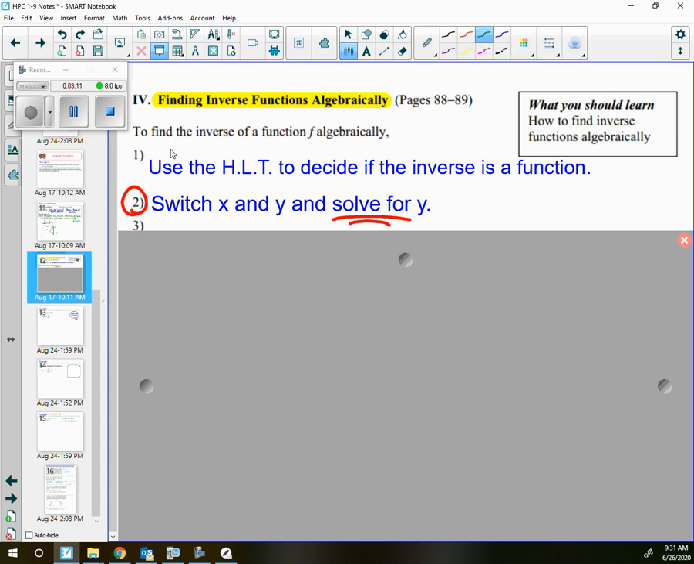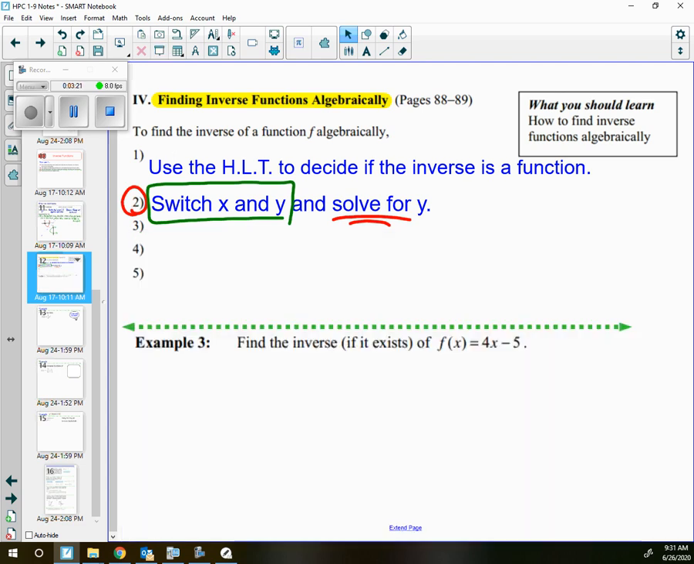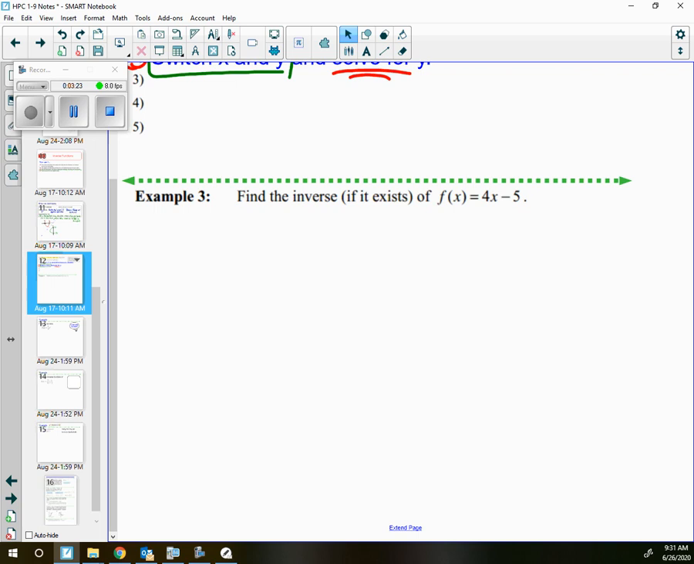The actual finding of the inverse stops right here. That is the inverse. That's what it is. But this is for user friendly to make it something we can use. So we're going to combine the horizontal line test for our thinking along with this algebraic approach. So let's see if we can find the inverse of this function. And when they say if it exists, they mean if it's a function. So we can always find the inverse relationship just by switching the x and the y.